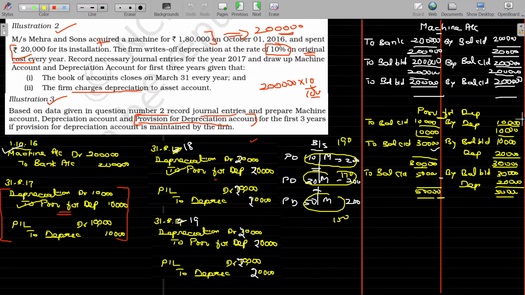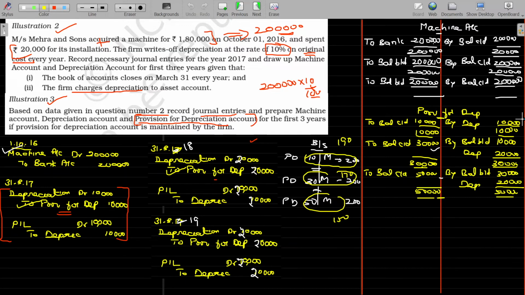The original loss can be identifiable only on discarding it. On sale only you will be identifying. By that time adjust the provision, then beyond that if there are any differences, that will be treated as profit and loss on sale. So rather than adjusting that depreciation directly from the machine account as it's only an estimation, we can accumulate that in a new account called provision for depreciation. So one of the beautiful models.